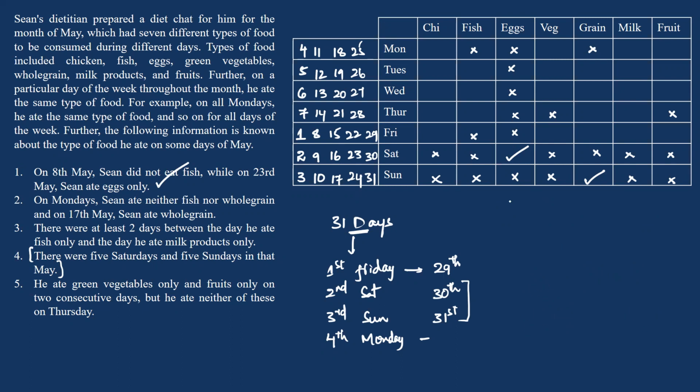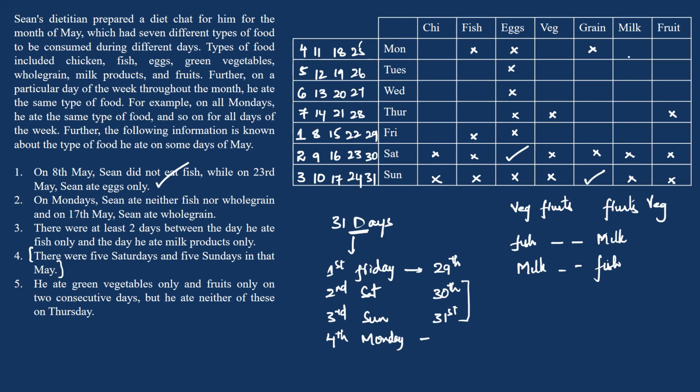So he ate vegetables and fruits on 2 consecutive days. Vegetables, fruits, or fruits, vegetables, and none of them on Thursday. Okay, and there were at least 2 days between the day he ate fish, minimum 2 days, at least 2 days, and milk products or milk products, fish. Now you cannot have him eating fish on Monday.